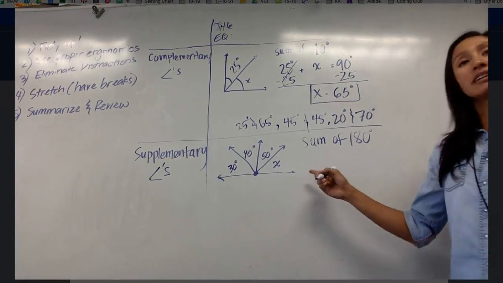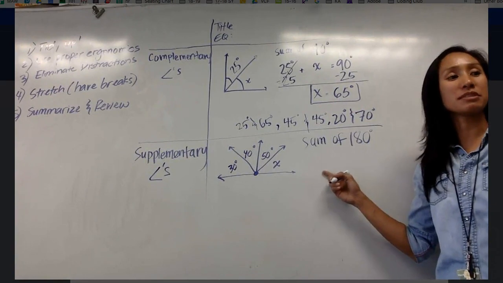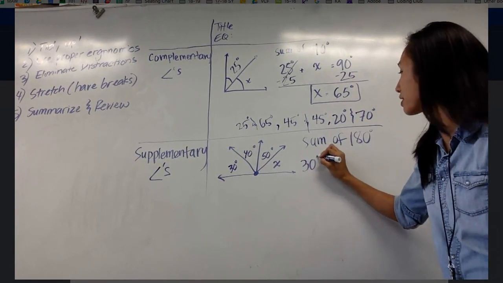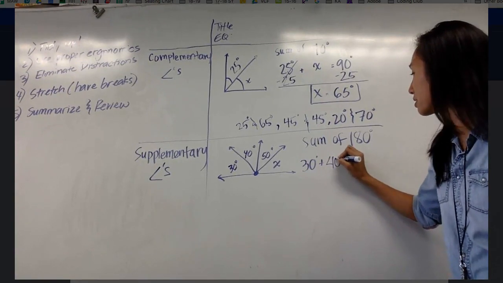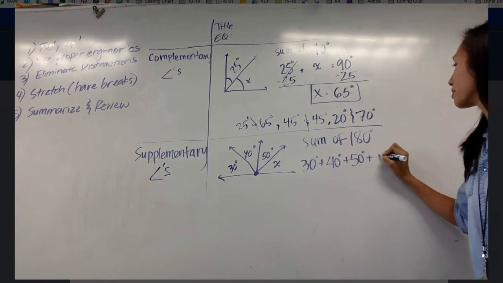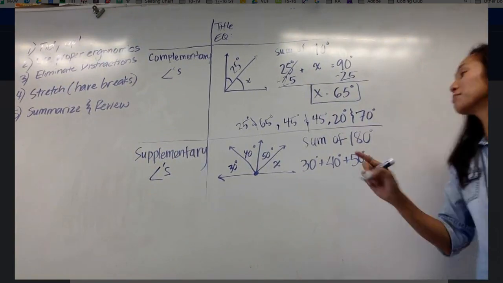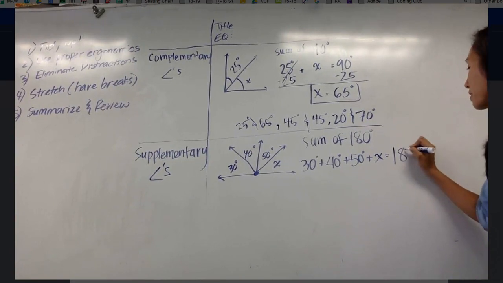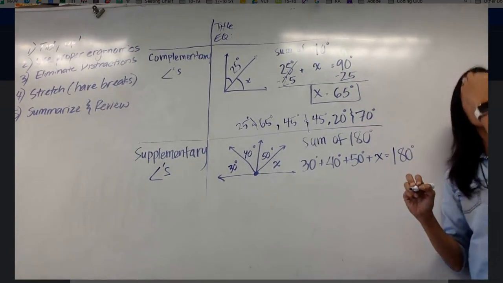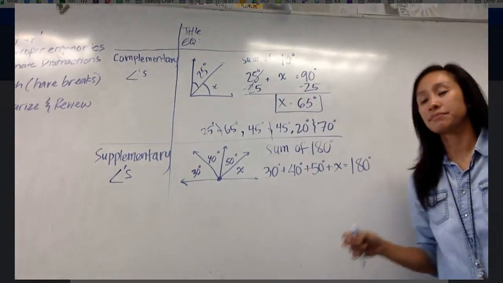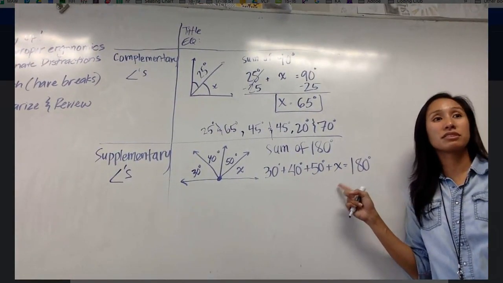Alright, who can come up with that equation? What is it? 30 degrees plus 40 degrees plus 50 degrees plus 60 degrees plus x. We don't know the variable yet, but we'll say plus x. x is equal to what? 180. Please write that down. That's perfect. Very good. This is the equation we're going to use.